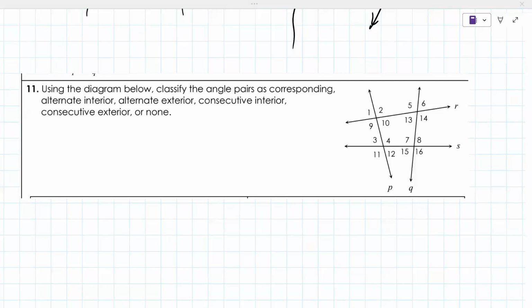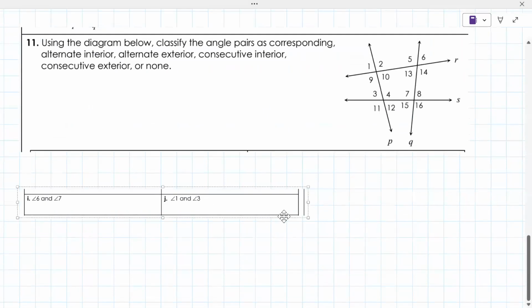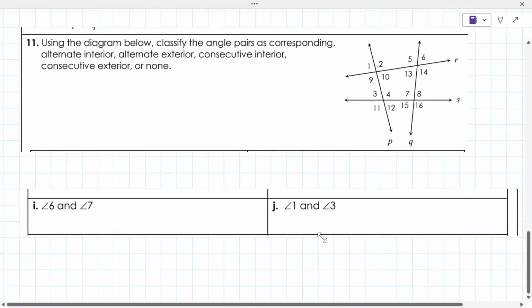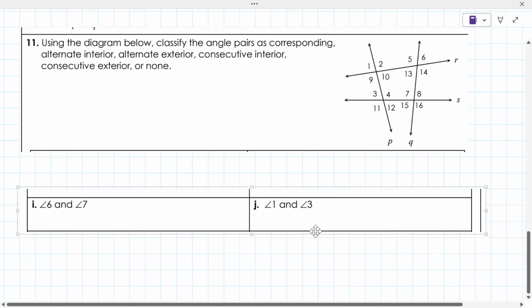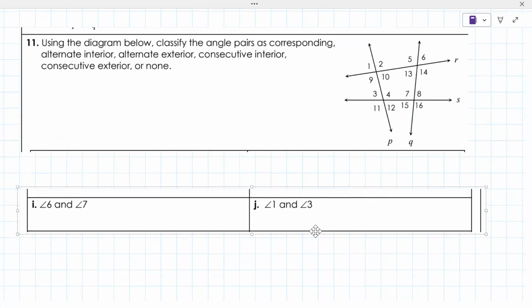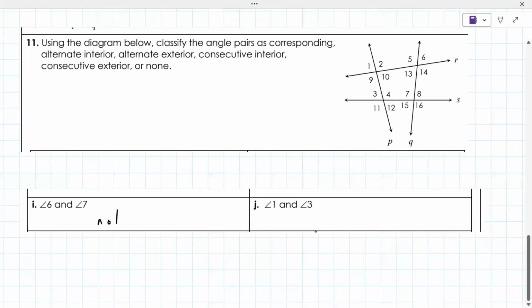I'm going to give you just two to try here. So see if you can give me the correct answer for 6 and 7, 1 and 3. Is 6 and 7 nothing? Yeah, I would argue it is nothing. Very good.